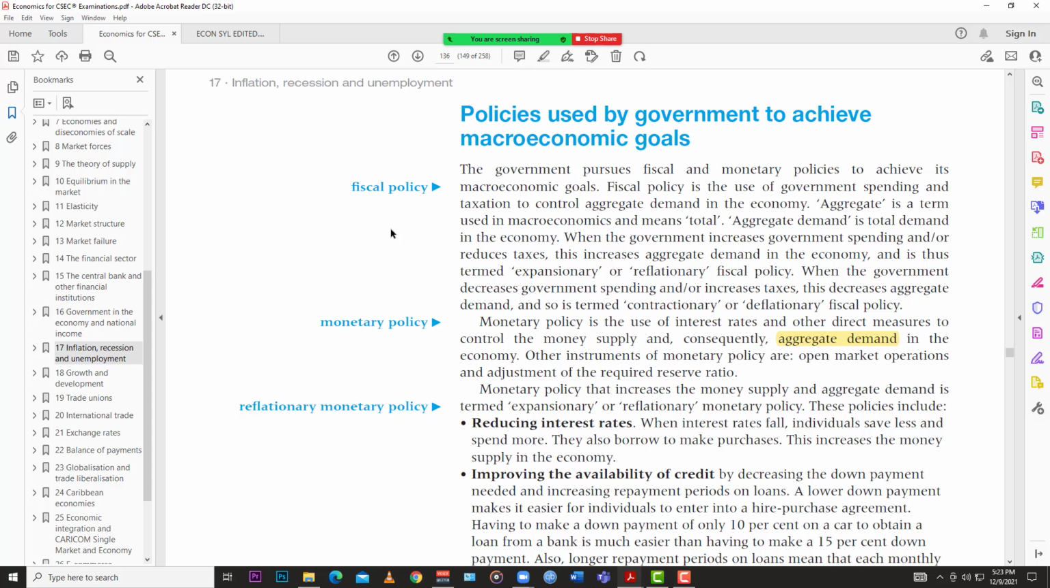So if you want to write it, it's not in the book. If you want to write it, fiscal policy is the manipulation of government spending and taxation to achieve certain broad economic objectives. That is fiscal policy.